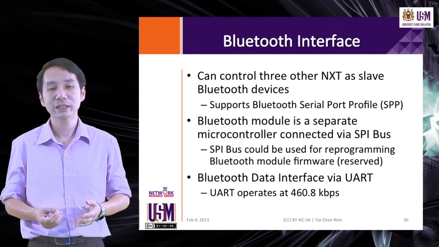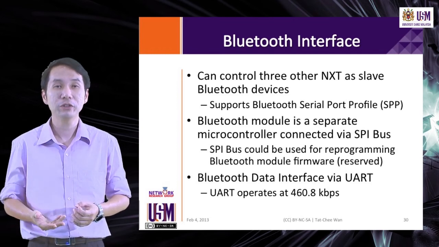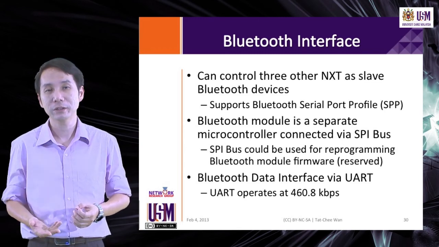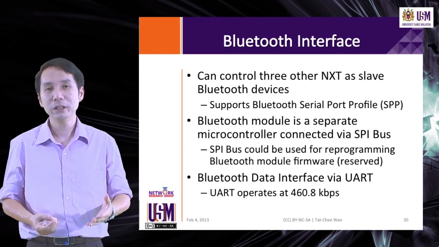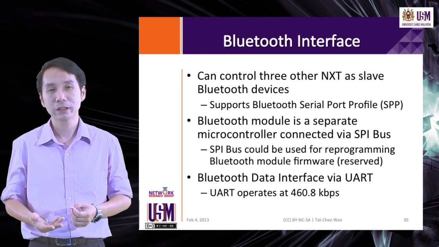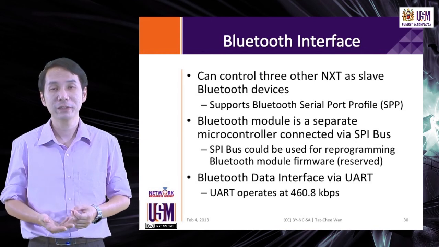The Bluetooth module is a separate microcontroller connected via the SPI Bus, which is only used for firmware upgrade or reprogramming. Therefore, it is reserved. The more commonly used interface is the Bluetooth data interface, which uses the UART, and it operates at 460.8 kilobits per second as mentioned previously.